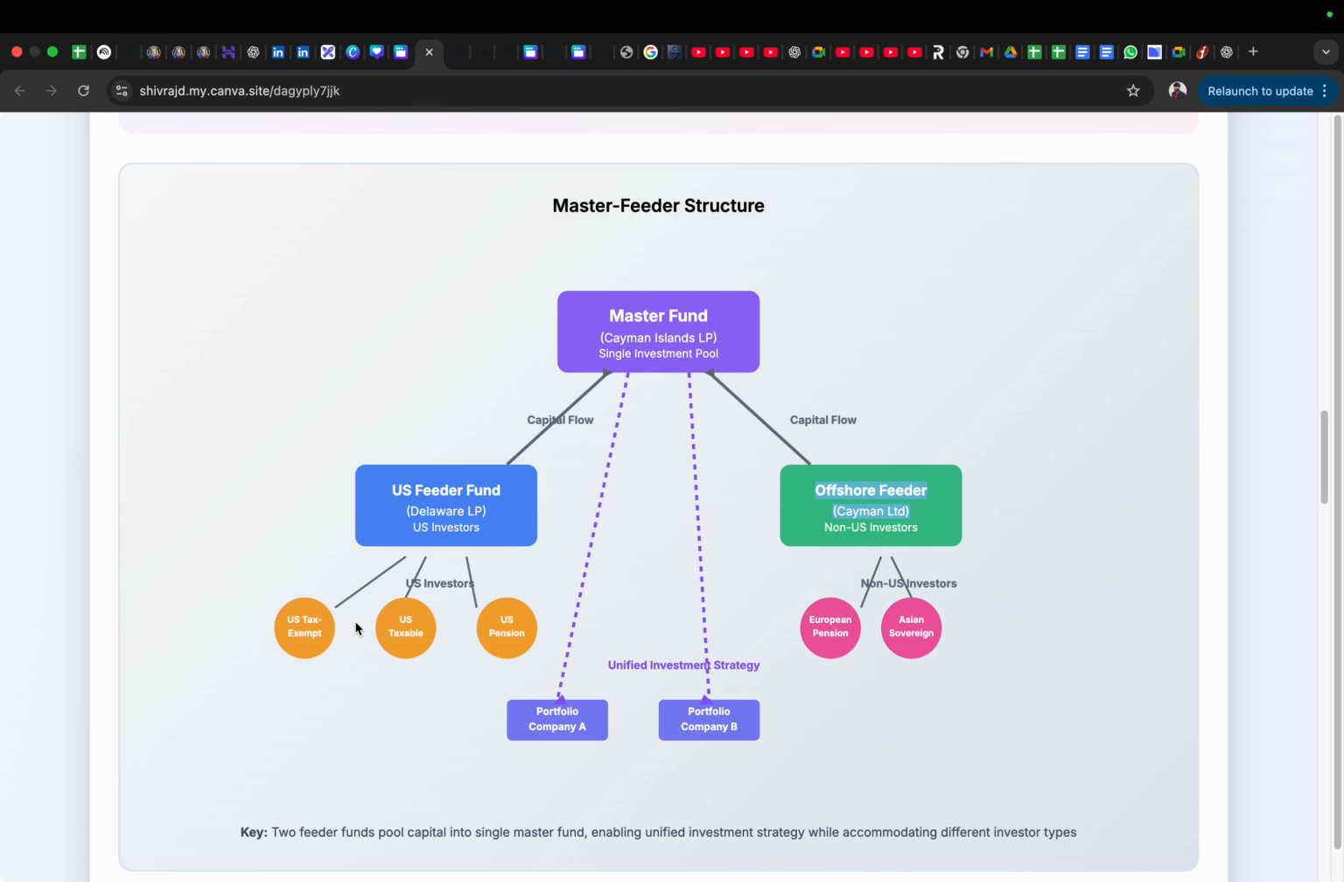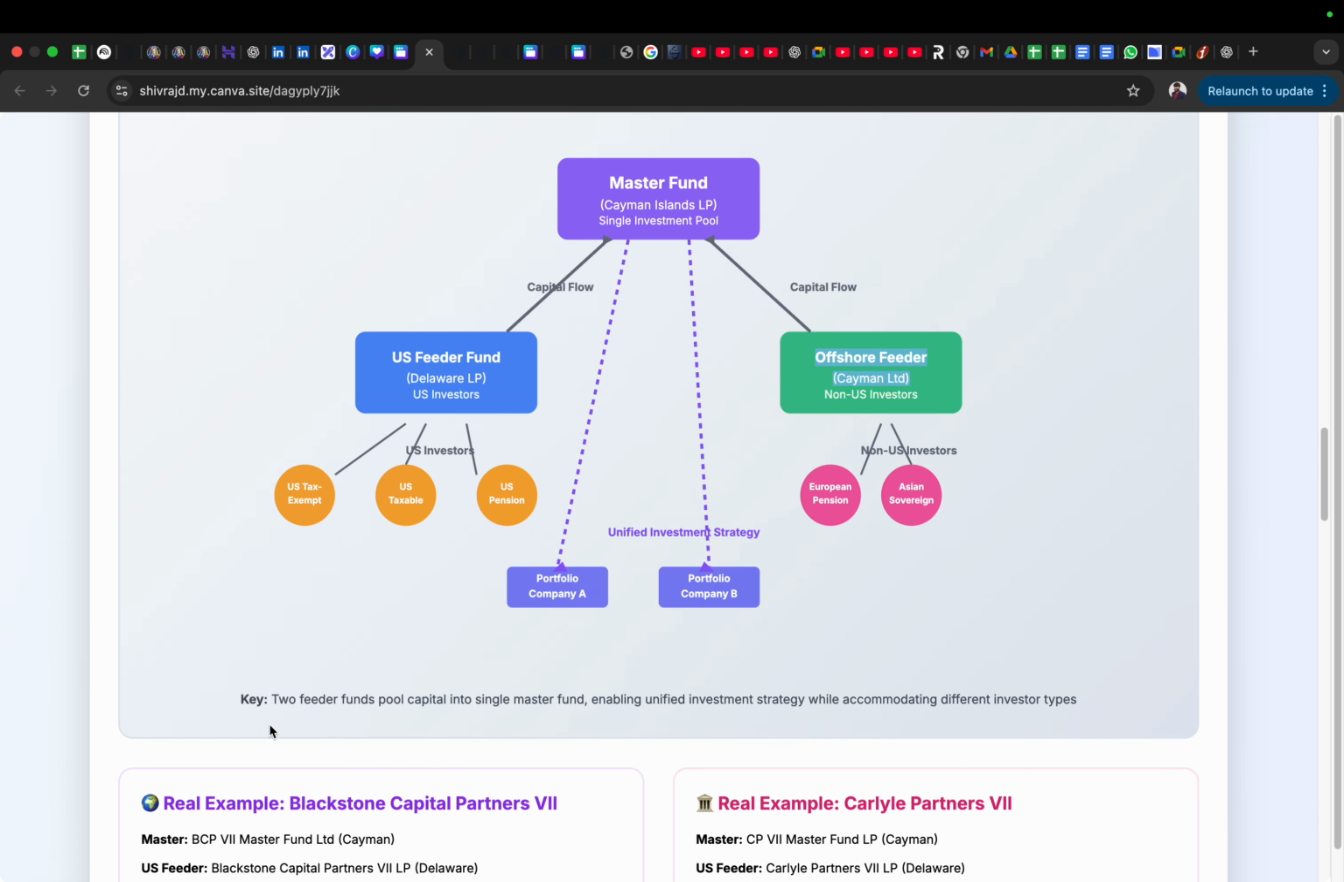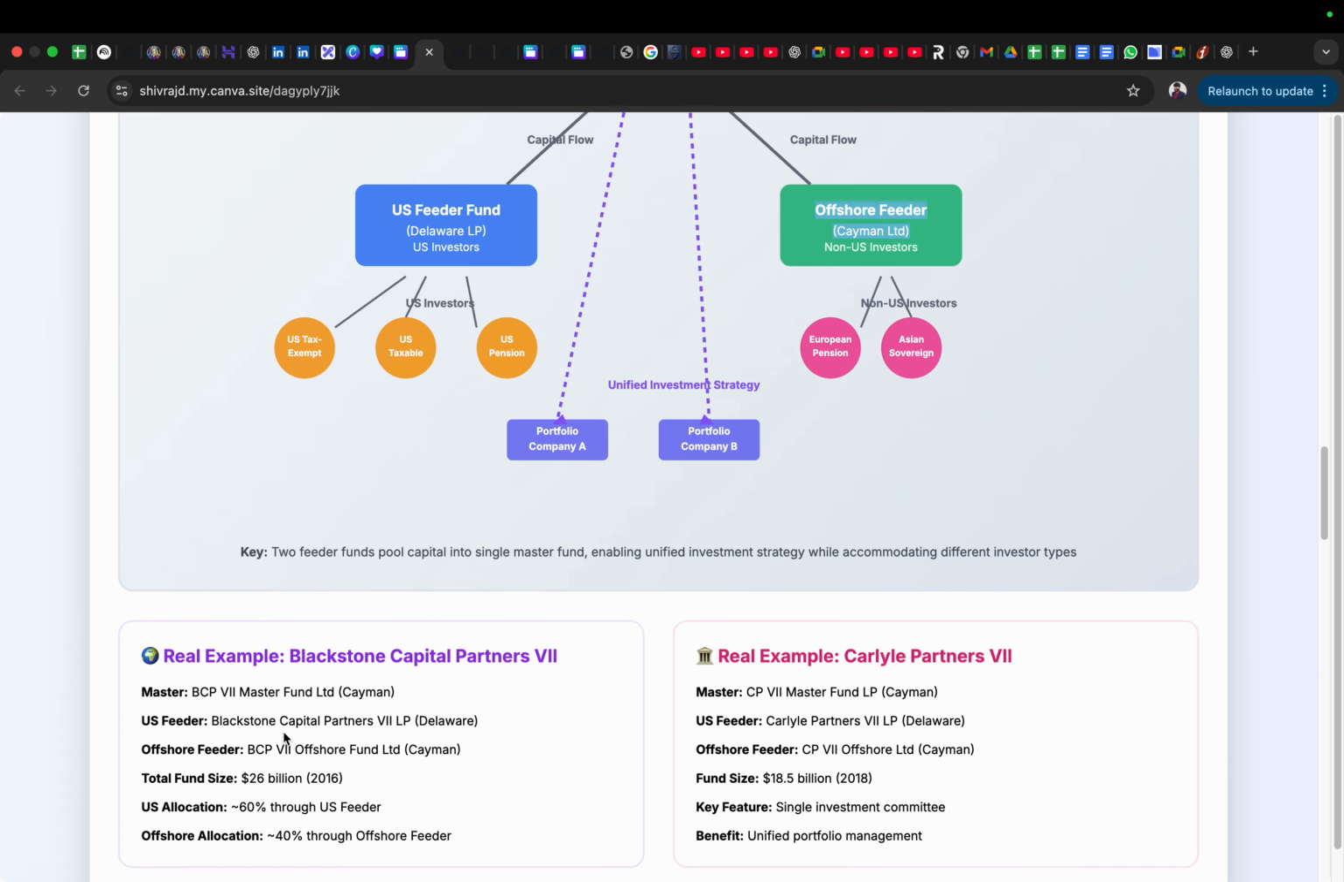So US tax exempt or taxable investors or pension funds invest through the US feeder, and European pension or sovereign funds invest through offshore feeder funds. The master fund manager takes the decisions and deploys funds in portfolio companies, meaning the companies being invested in. The key part is that two feeder funds pool capital into a single master fund, enabling a unified investment strategy while accommodating different types of investors.